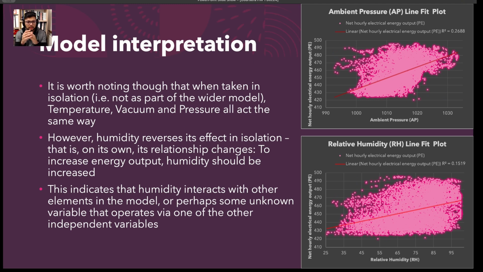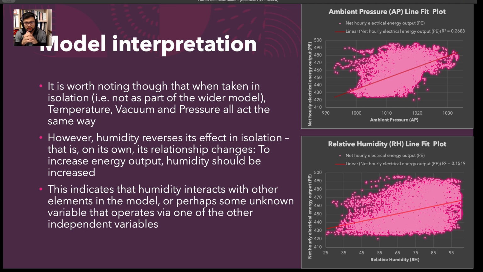One thing of note was, when you take each of these predictors in isolation, they all act the same way except for humidity, which reverses its effect. So what this means is in order to increase energy output, humidity should be increased. But when you add in all the other variables, it inverts. So you'd have to reduce humidity in that case, right?